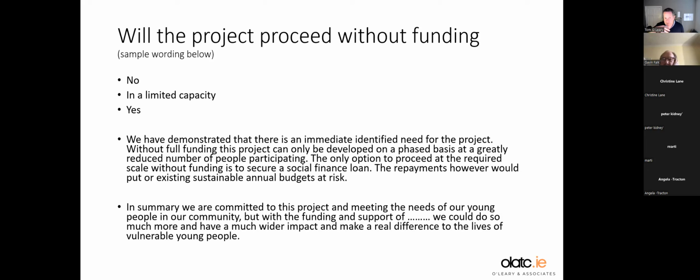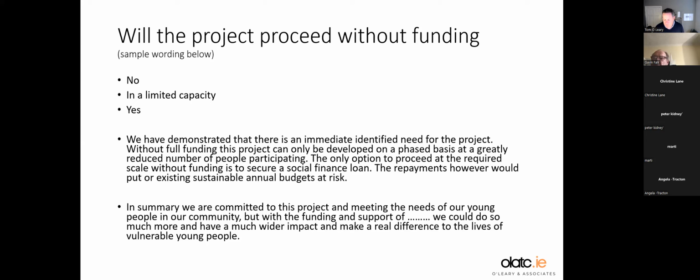You're basically saying by these two paragraphs, look, we're driving on with this, we have to drive on because there's a need for it there, we have to do it regardless, but it would make so much more difference and be so much better if you funded it or part funded it. Like if you're the person assessing that application, which would you rather be backing? The ones that say we're going to do it anyway and we're going to try our best, or the ones that say if you don't give us the money, we're not going to do it.